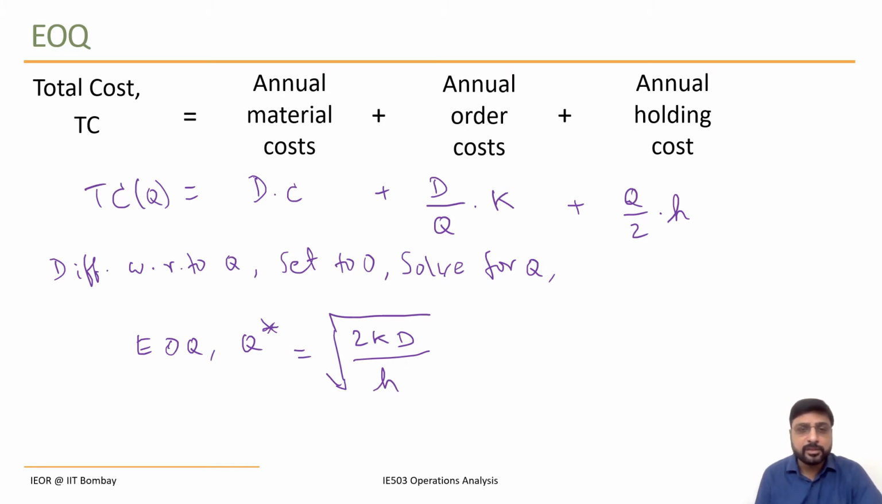This is quite a trivial expression. It's quite easy to differentiate it, so I'm not showing the steps. So the economic order quantity is simply given as root of 2KD by H.